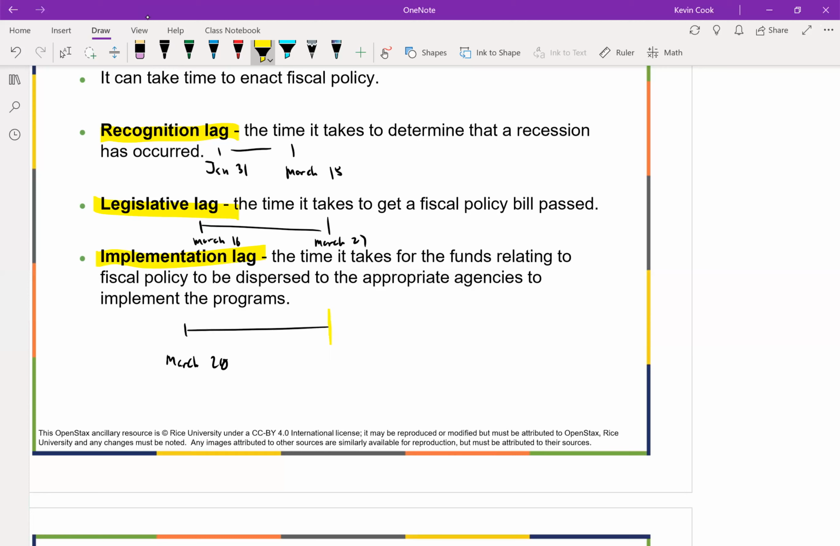So it started, I believe the first people were saying they got theirs around April 10th. So this one started around April 10th, but then it kind of keeps going, right? And that's because not everybody has their check yet. If you don't have direct deposit, there's going to be a delay on it. So it's taking time for these funds to actually get to the people they're supposed to go to. And that's what we're seeing again with our three things: recognition, legislative, and implementation lag.